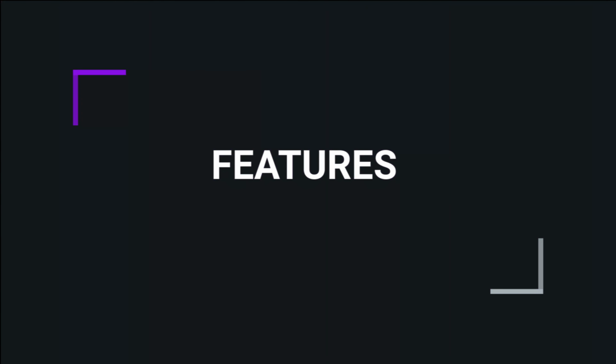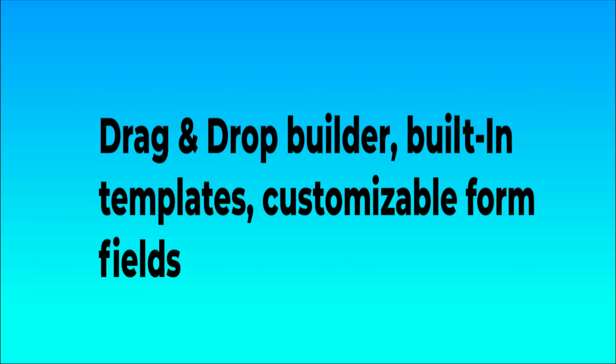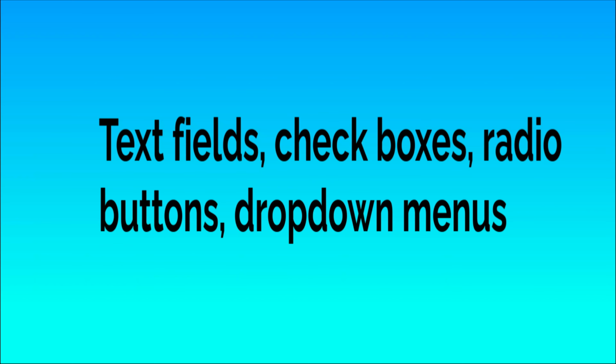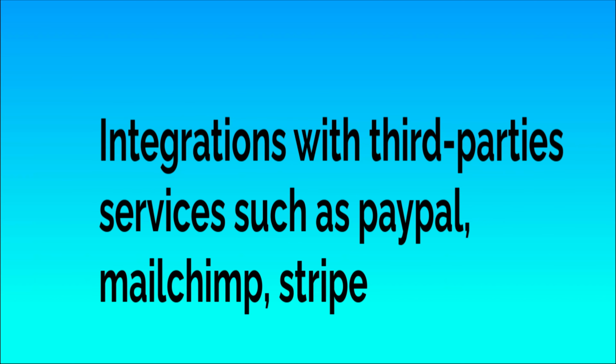Some of the features of Forminator include a super easy drag and drop form builder, pre-built templates, customizable form fields. Forminator allows users to add and customize a wide range of form fields, including text fields, checkbox, radio buttons, and drop-down menus. Conditional logic and integration with third-party services. Forminator can be integrated with a variety of third-party services such as MailChimp, PayPal, Stripe to add more functionality to your forms.